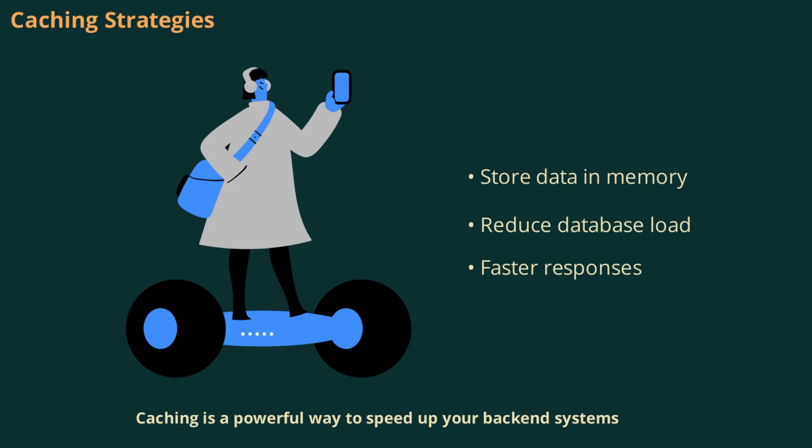Caching is a powerful way to speed up your backend systems. By storing frequently accessed data in memory, you can reduce database load and improve response times. Learn about different caching strategies and when to use them.